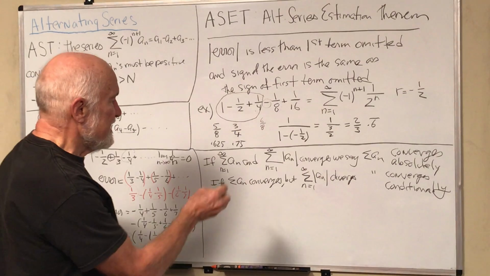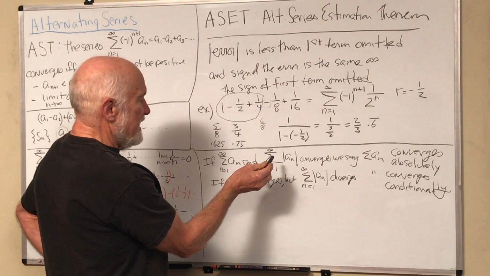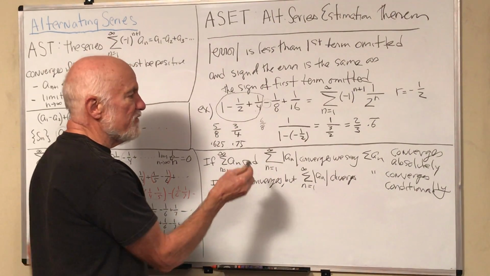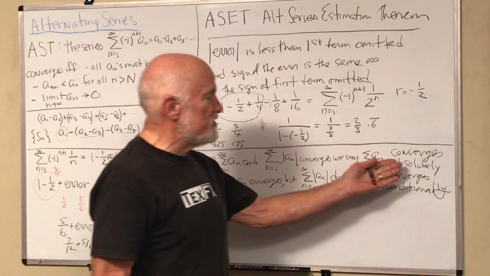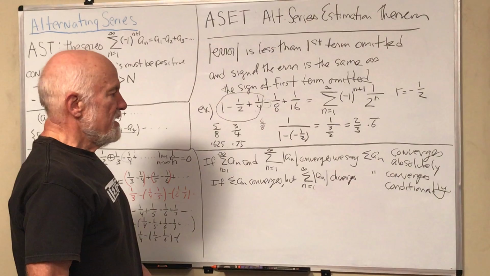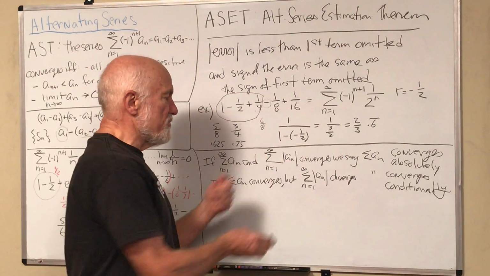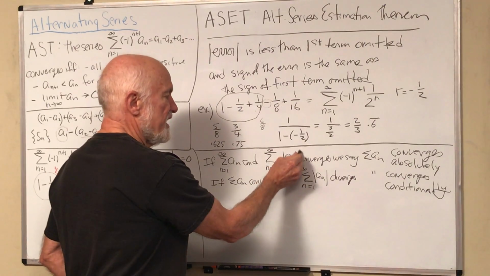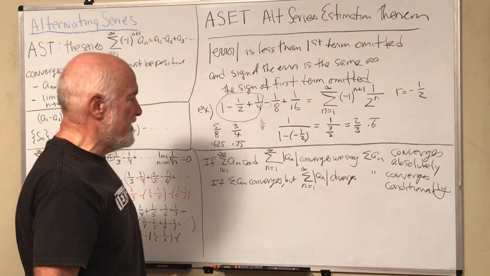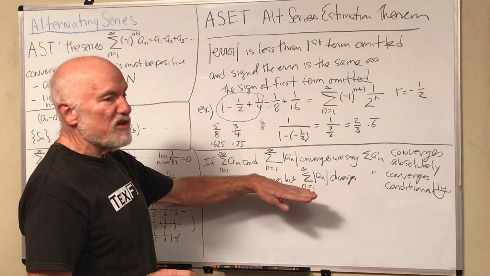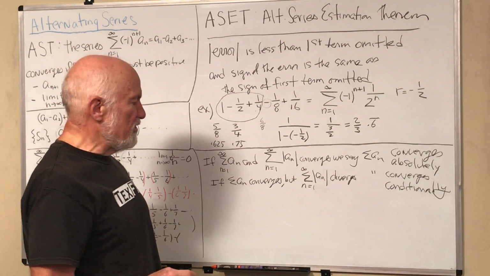Now, if you take a series of all positive terms, then it can only converge one way. It can only converge absolutely, because they're already all positive terms. So if it converges with an absolute value in there. It's only alternating series that may converge conditionally or may converge absolutely.